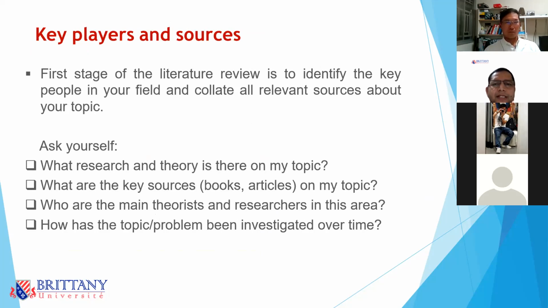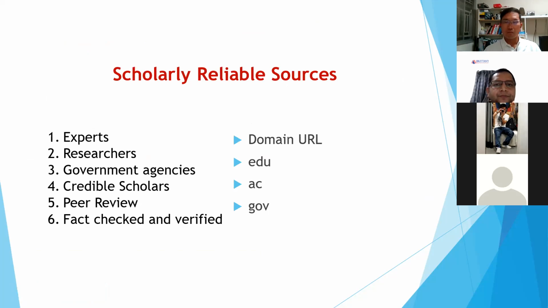The first stage of the literature review is to identify the key people in your field. So Tony, you have decided on property management. First of all, what are the issues identified? Who actually wrote the studies, or what studies have been done in the same field? What theory have they used, etc.? You need to find this out.